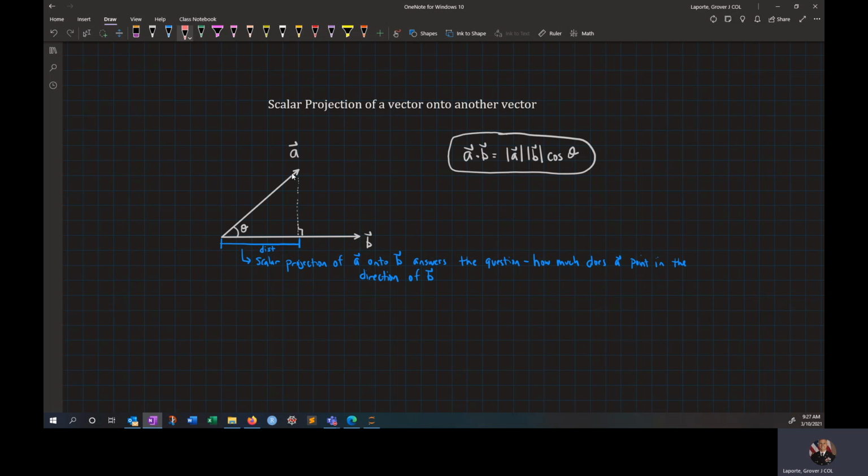In a scalar projection, what we're projecting is this vector A onto B. The question you're answering is how much is A pointing in the direction of B? So what is this distance here? You can kind of see it. I've already written it in.